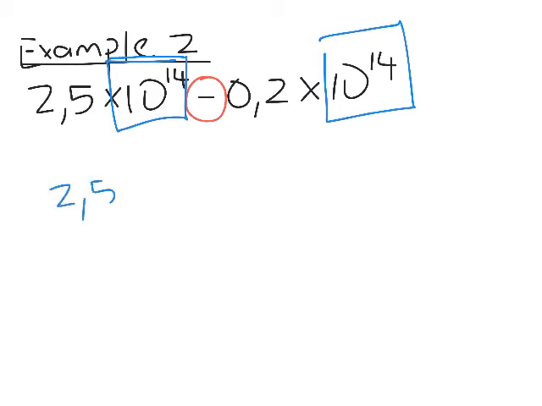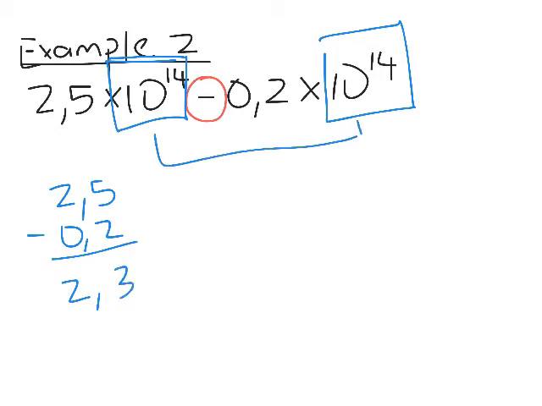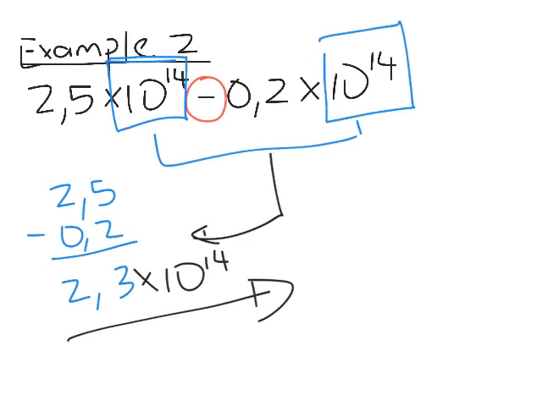What am I going to do? I'm going to go 2.5 minus 0.2. I know I'm going to have 2 there, and then 3 there. And then I drop these guys here, so times 10 to the power 14. Very easy, right? That's it. Why is it easy? Because I've got the powers that are the same. That's the first thing I look at: 10 to the power 14 on both sides. I'm good. That means I can do the operation, which is the subtraction here. So that's our final answer.